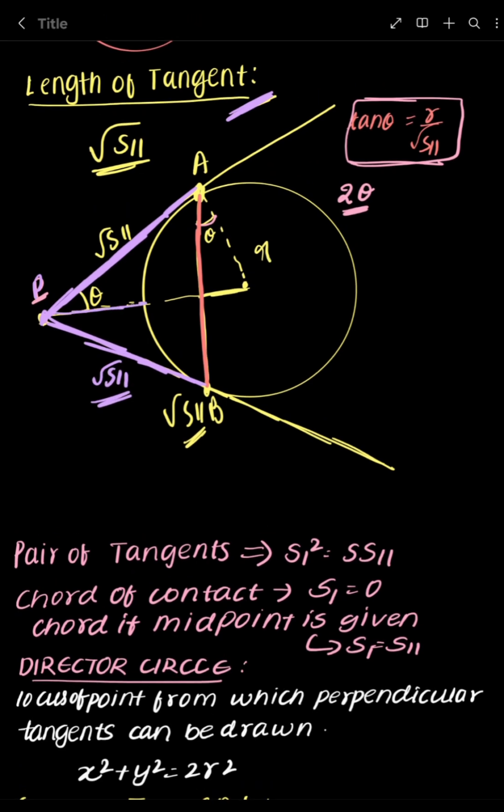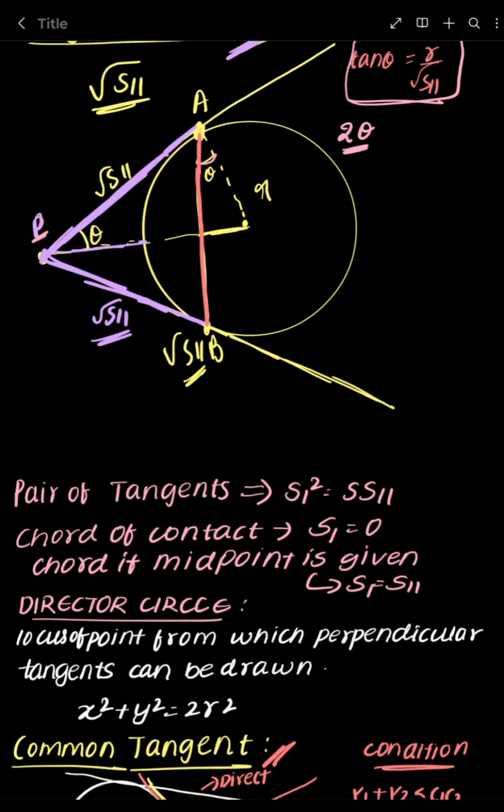Another point to note here is if we assume that the tangents themselves are inclined at an angle theta, then tan theta is r by root S11. You can easily derive this using trigonometry because this angle is equal to this angle.